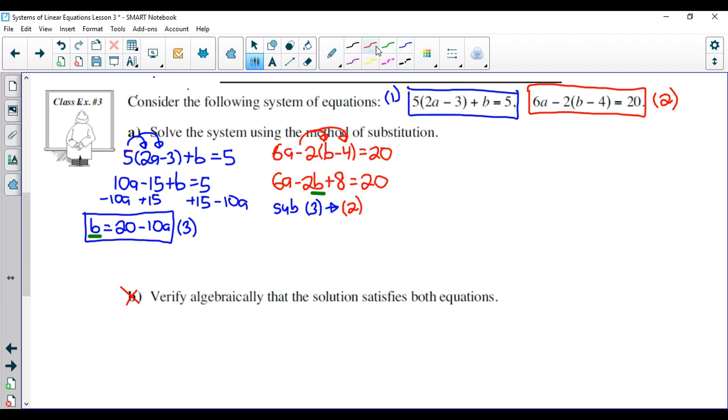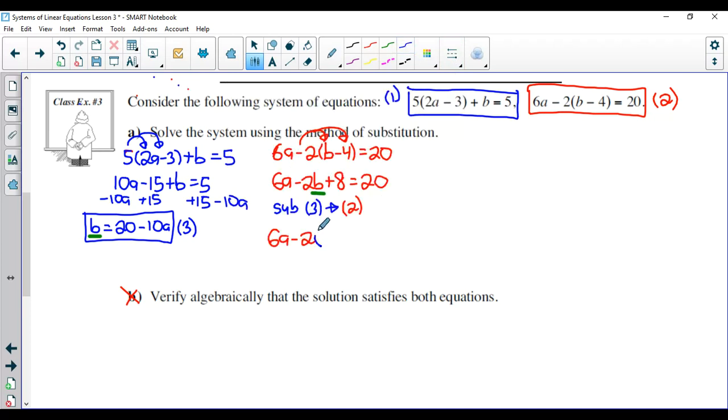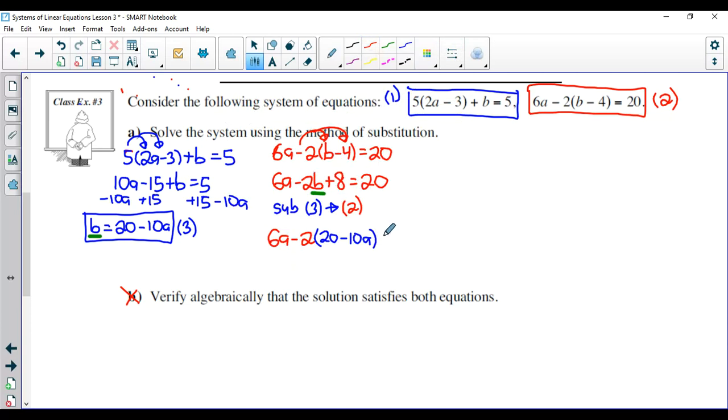So for the modified version of equation 2, we're then going to have 6a minus 2 times, now we're going to plug in b with this expression here. So that's going to turn into minus 2, and then 20 minus 10 times a. And then we still have this plus 8 here as well. So plus 8 would be equal to 20.